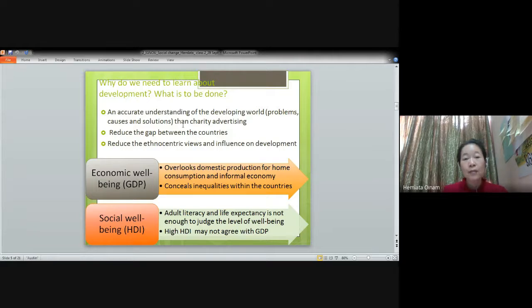And one of the answers for looking at development is reducing the gap between the countries. Another point is to reduce the ethnocentric views and influence on development. When we are talking about ethnocentric views, it is considered as the viewpoint through which we interpret our own status and our level of living.